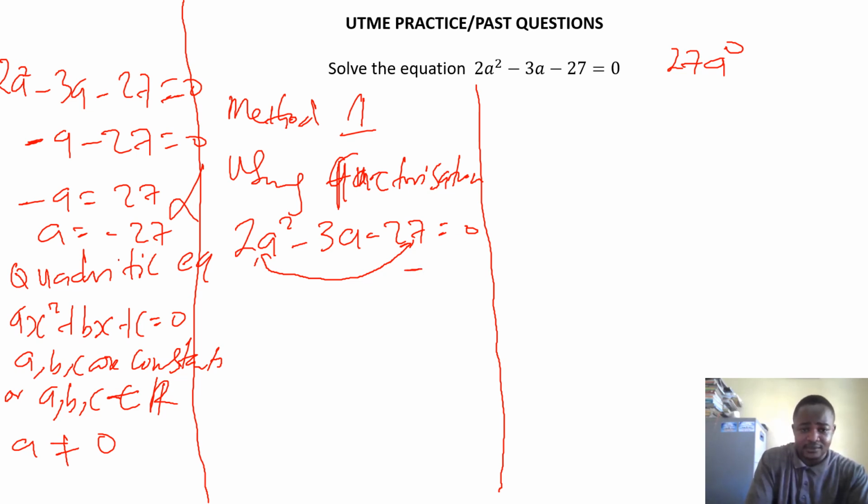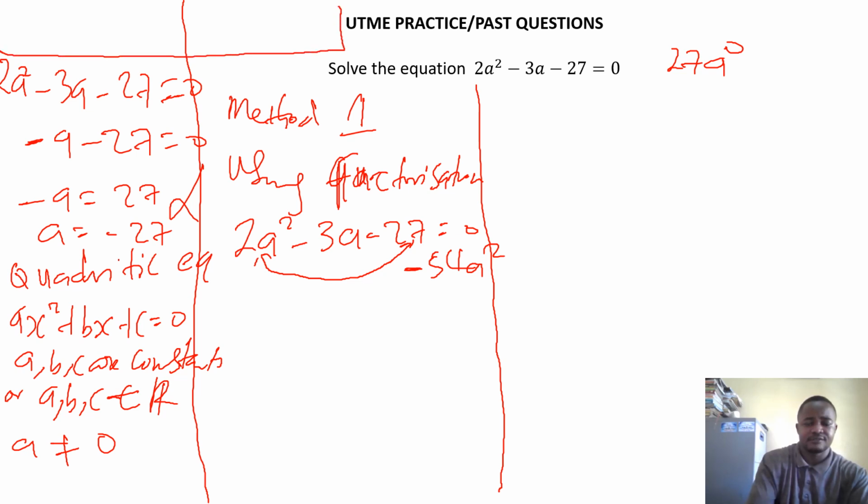You're going to have minus 54a squared. Now, let me just list all the factors of minus 54 here. Let me just list all the factors.